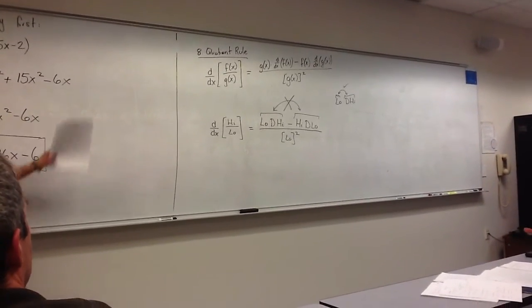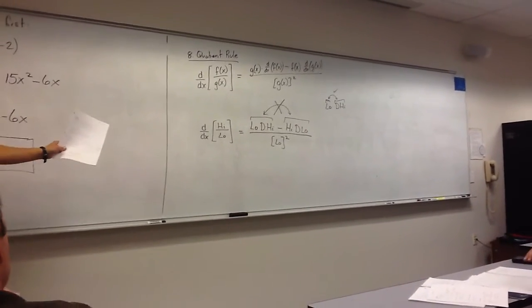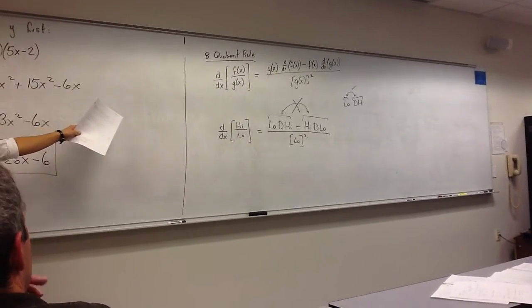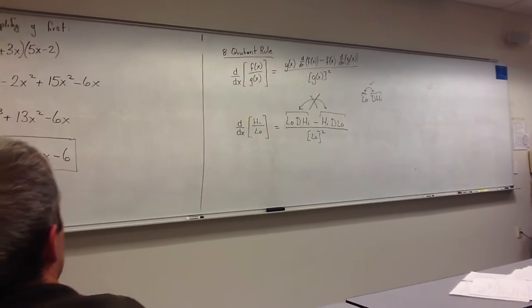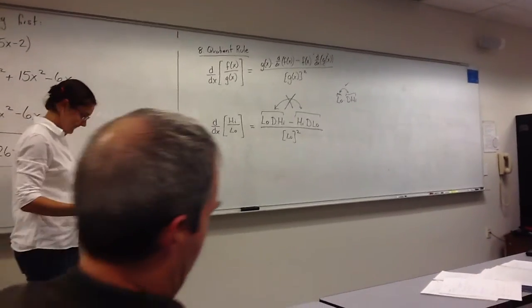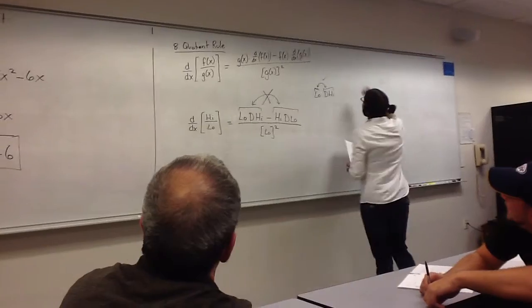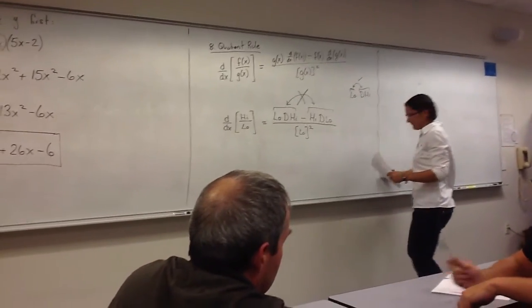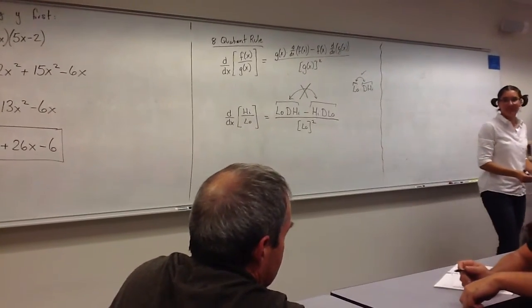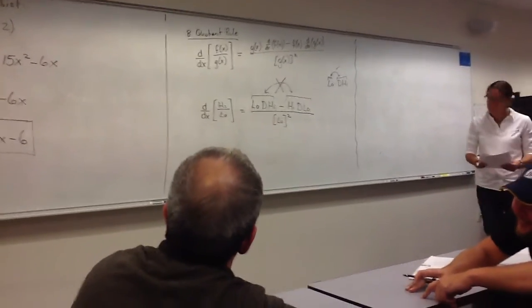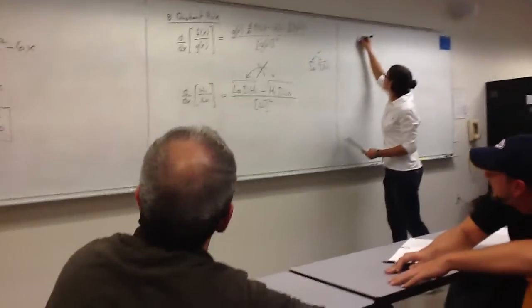Okay, so this is our quotient rule. So take a second, actually take 10 seconds, and tell your neighbor whichever version of the quotient rule you prefer. Go ahead. Low d high minus high d low, draw the line and square below.